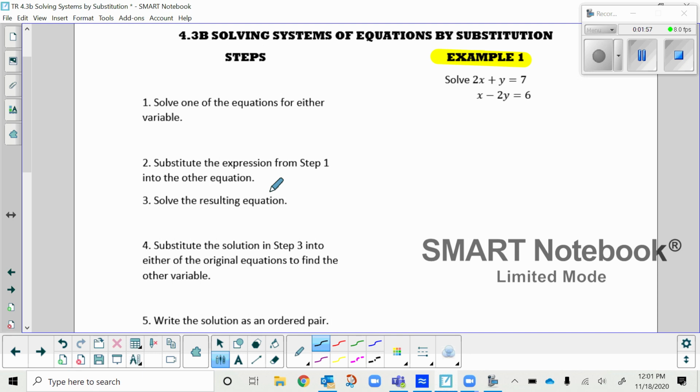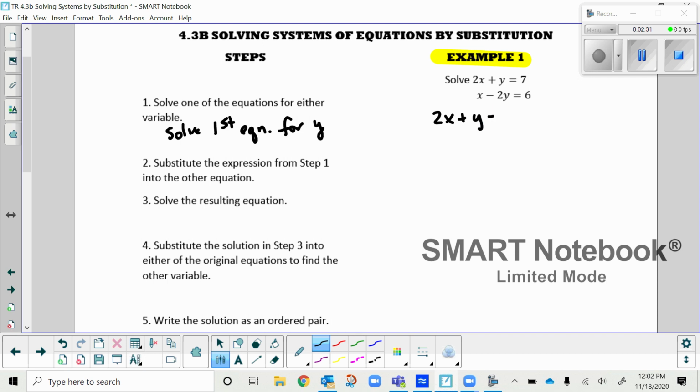Would you like to do equation 1 for y or equation 2 for x? Equation 1? All right, let's do it. So we will solve equation 1 for y. I'm just going to make a note here that that's what we're doing. Solve first equation for y. Okay, so this will be my step 1.